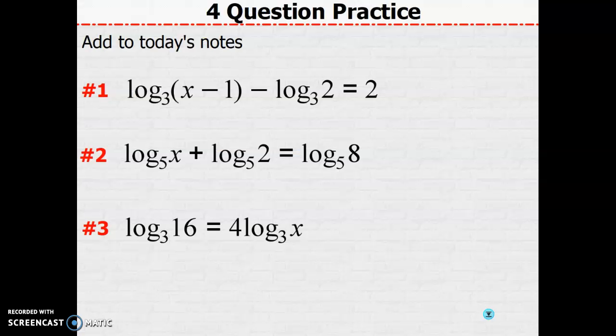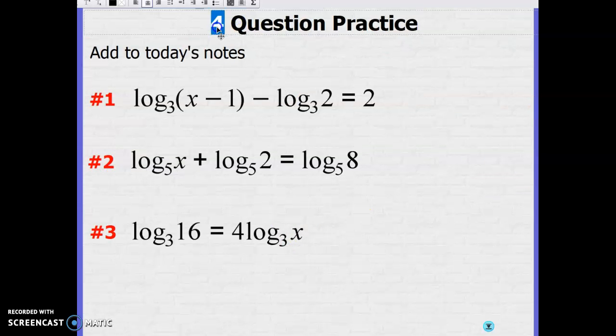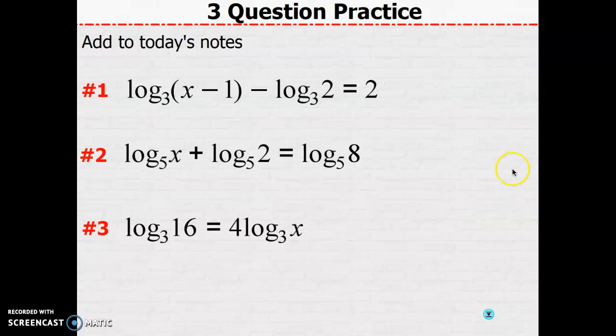So here's what you're going to try. It says 4 questions, but I lied. It's actually only 3, lucky you. So you're going to add these 3 practice problems to those notes. You're going to try your best. Ms. Burkhart has an answer key, so you can ask her to check. You can talk with a partner, but I need you to be on task and get these 3 done by the end of the period. So she can come around and she'll give you points for these 3 plus your notes that you took.